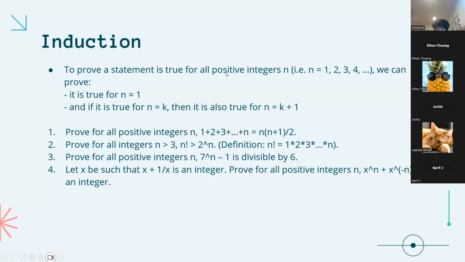Just to recap, I think you learned about induction in the first lesson. However, just in case you're not that comfortable with it, induction is a way of proving statements. Say you want to prove a statement is true for all positive integers n, so n equals 1, 2, 3, 4, 5, 6. Then we can prove it by proving it is true for the lowest case, which is n equals 1, and then proving that if it's true when n is equal to k, then it's also true for n equals k plus 1.